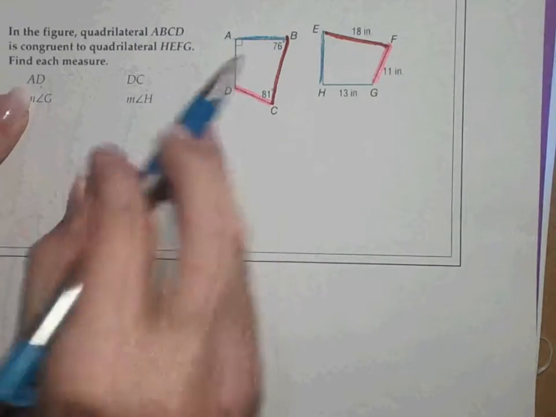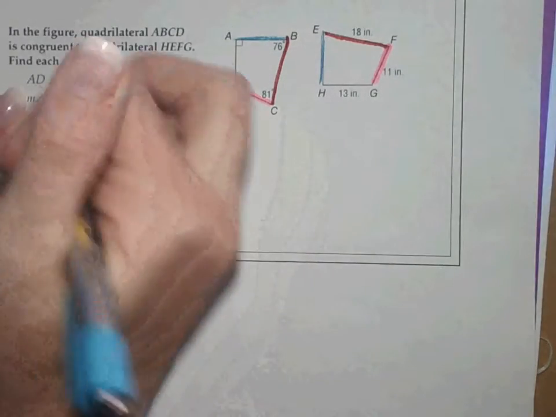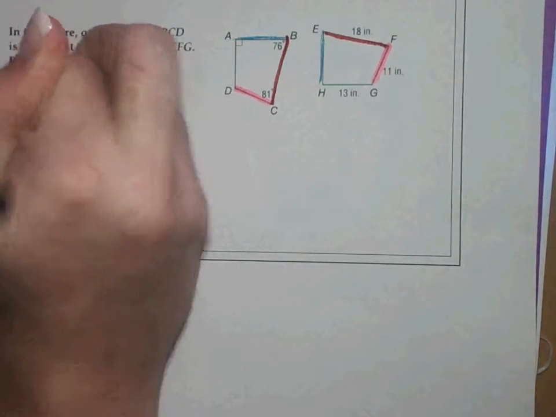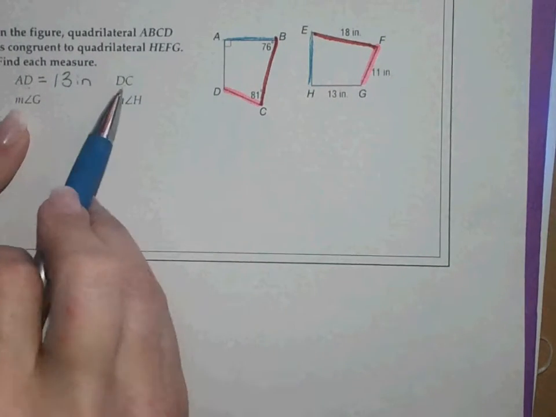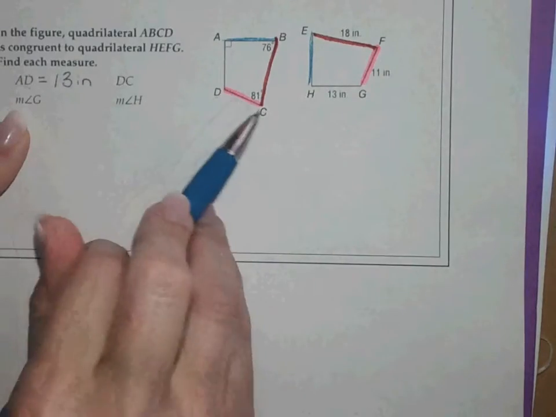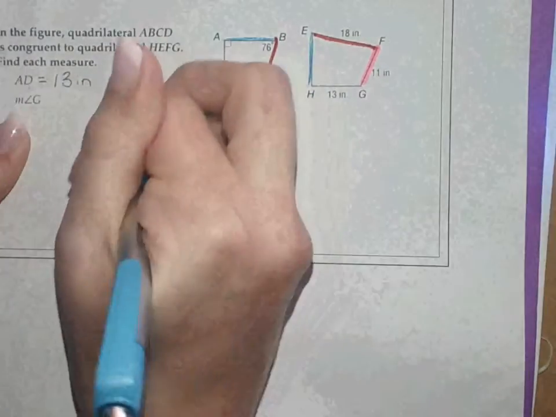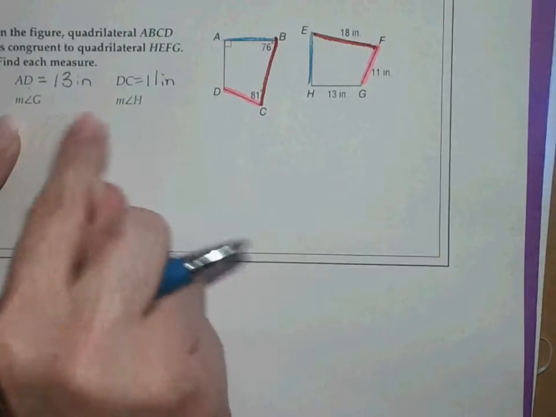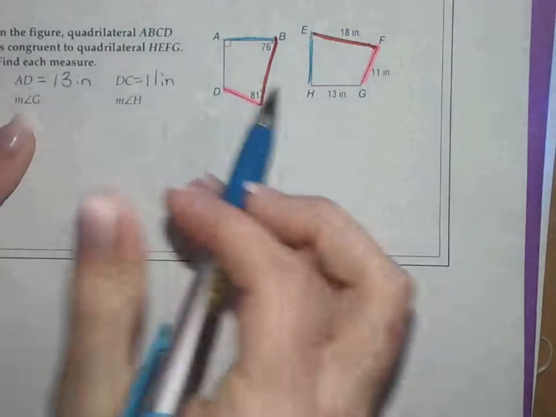So AD, that's our blank side. Over here our blank side is 13 inches. Since they are congruent, I can go ahead and label that as 13 inches. Okay, DC, over here it's the pink one. So I look here and it is 11 inches. And then they're looking for some angles. Well, the angles are always congruent if the sides are congruent.